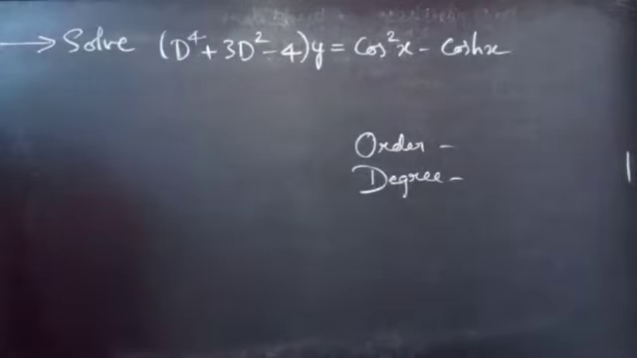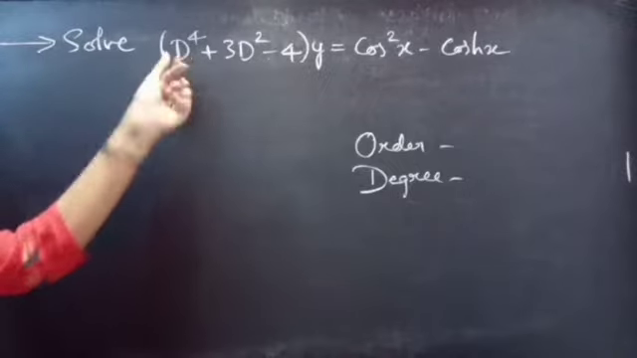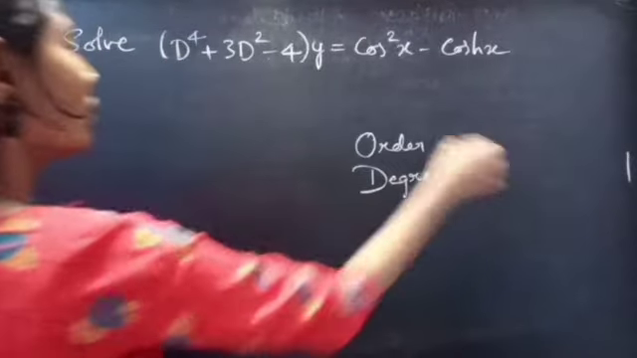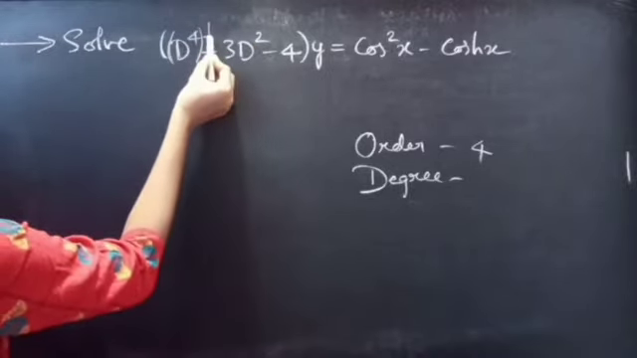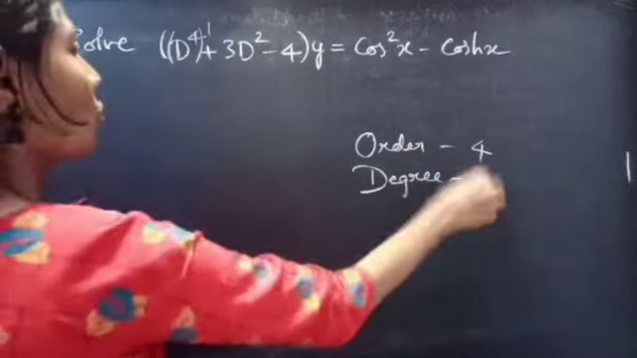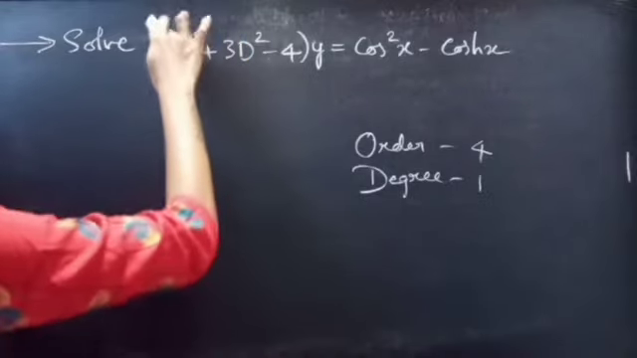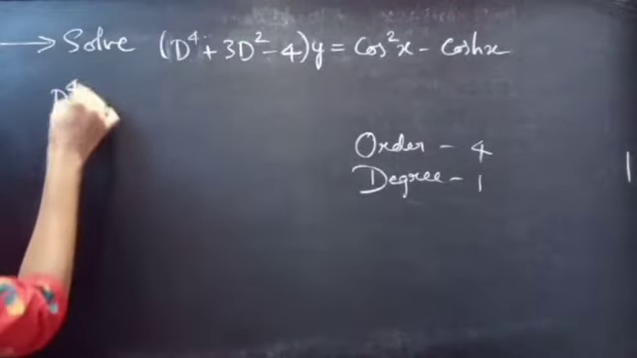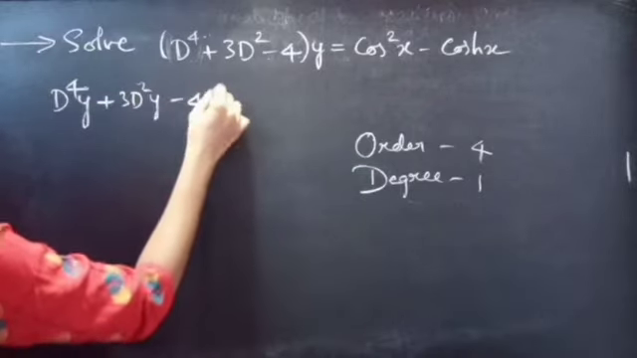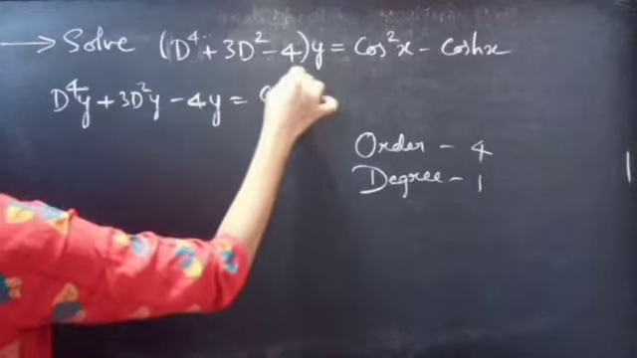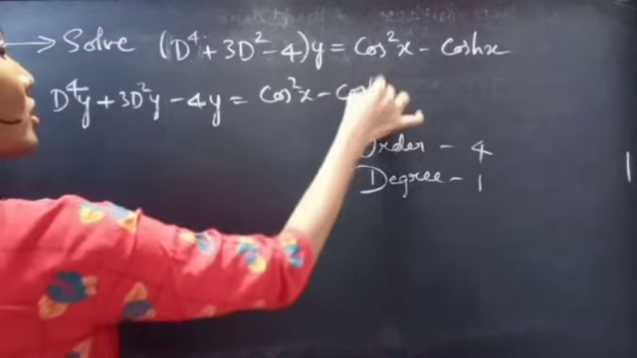Identify the highest derivative. Here D^4 is the highest derivative, so our order will be 4, and the highest power of the highest derivative is our degree. Degree is 1. Let's write the given differential equation as D^4 y + 3D^2 y - 4y = cos^2 x - cosh x.